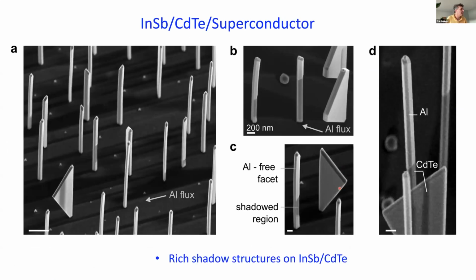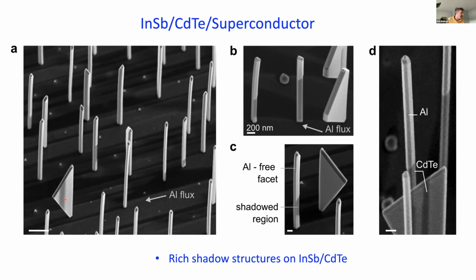Then the next step is to deposit the superconductors on top. And if we grow wires, then besides wires, we also have these flakes, which have this triangular shape. And in our MBE, we can deposit the aluminum from a certain angle. So the deposition of the superconductor is directional.